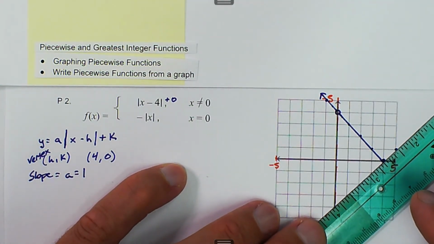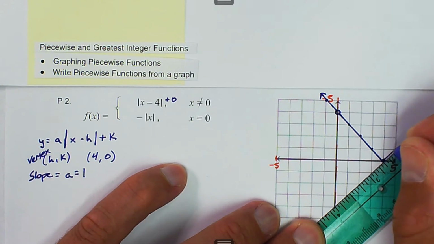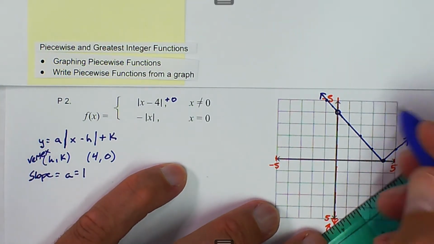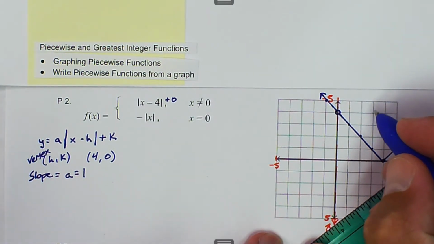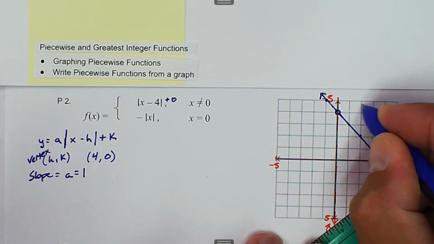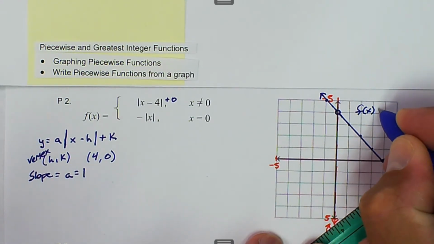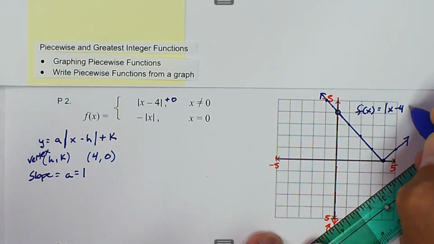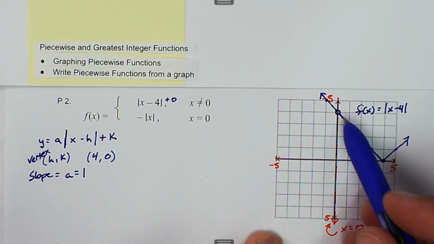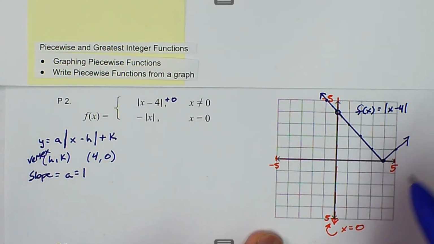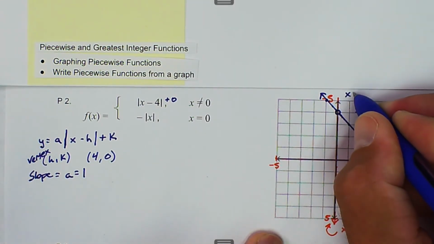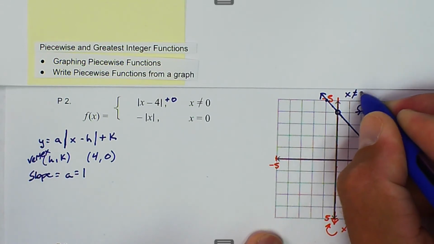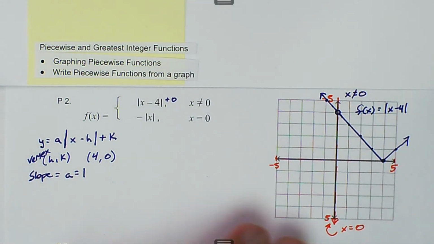So we have our graph drawn here. And this is the function f of x is equal to the absolute value of x minus 4, and then plus 0. And it's restricted on the domain. In this case, x cannot equal 0. So that's the only spot it's restricted, so it's graphed everywhere else.